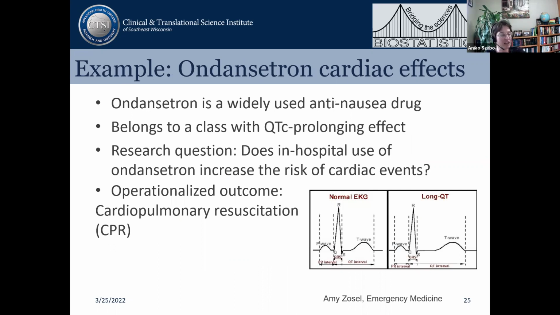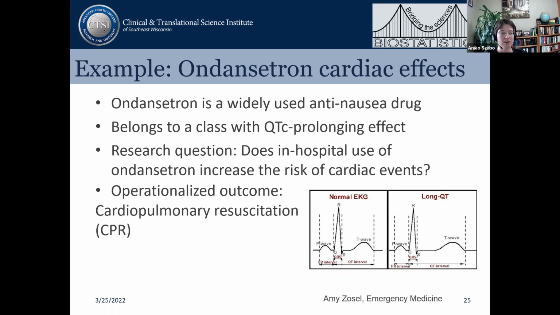Another example of a case control study that we did a while ago with Dr. Zoso from emergency medicine was studying ondansetron. This is a widely used anti-nausea drug. You might have heard the brand name, I think it's Zofran. Dr. Zoso told me that they hand it out like candy in the hospital. I assume she was exaggerating, but apparently it is widely used.